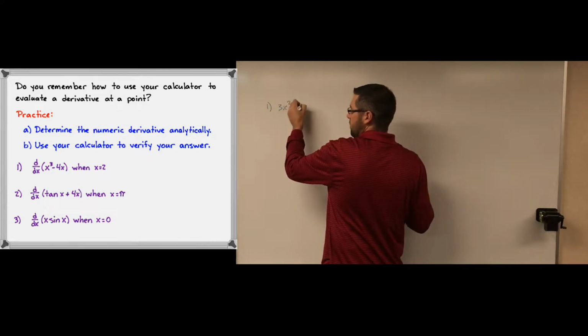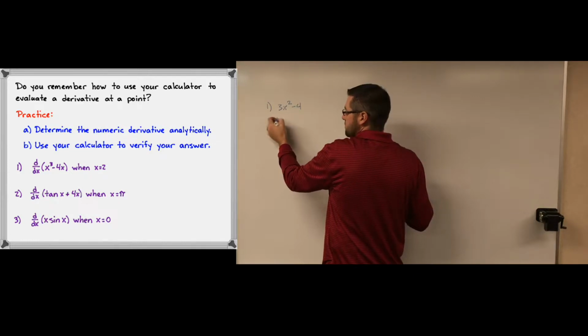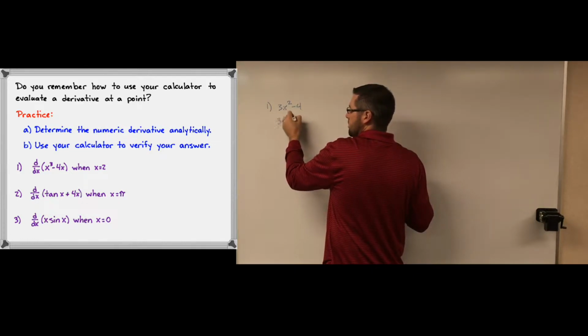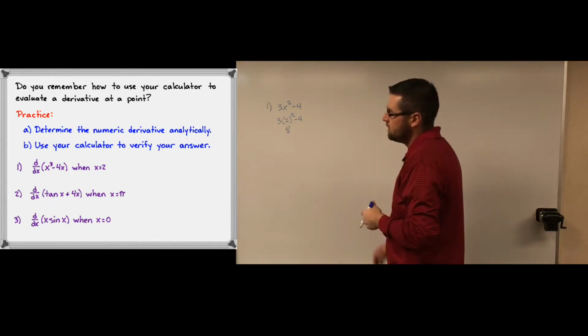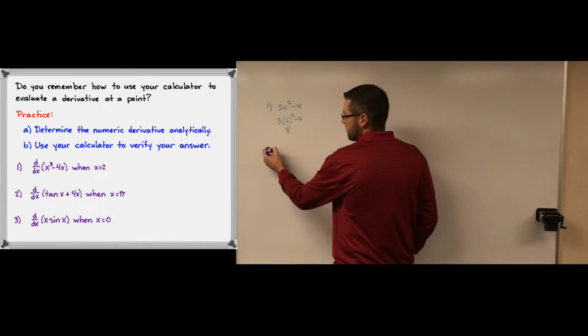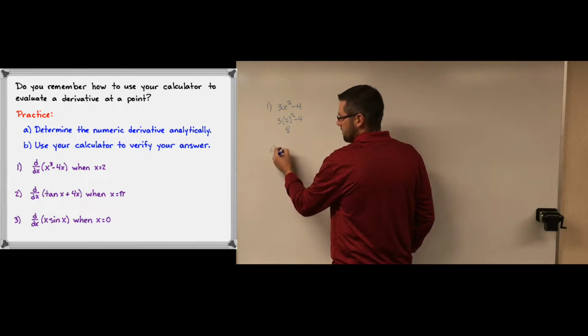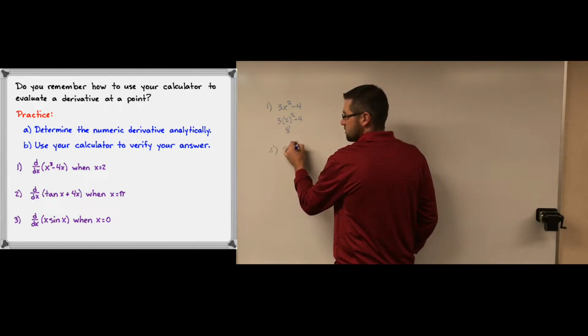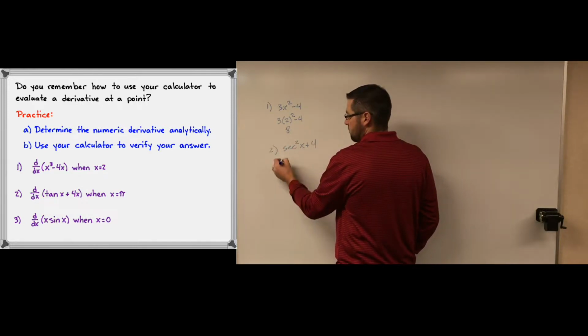3x squared minus 4, and then we're going to evaluate when x equals 2. So 3 times 2 squared minus 4 is 8. Okay? And then number 2, what's the derivative of that? Secant squared x plus 4. Good. And then we're going to plug in when x equals pi. So secant squared of pi plus 4.